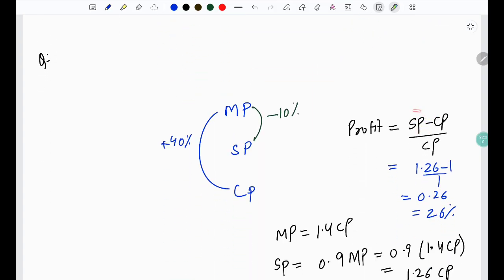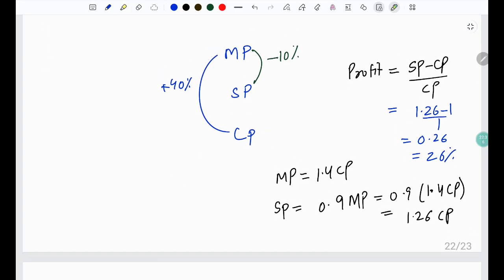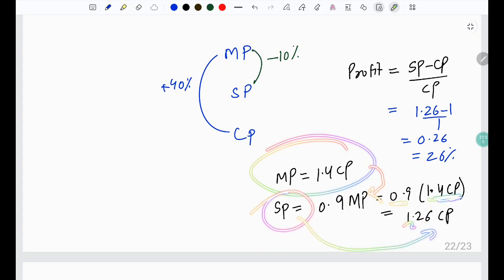Now profit percentage is given by SP minus CP over CP. We will try to write everything in terms of CP. Let us write marked price in terms of CP, that is since 40% rise, so 1.4 CP. Now let us write the SP in terms of MP. SP can be written as 0.9 times marked price because there was a 10% discount from marked price. So MP I can write again in the form of CP, that is 0.9 times 1.4 CP. Therefore SP also comes in terms of CP as 1.26.